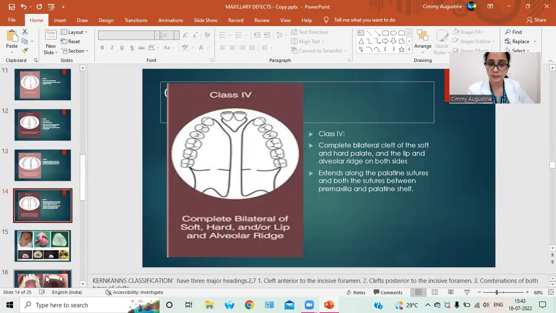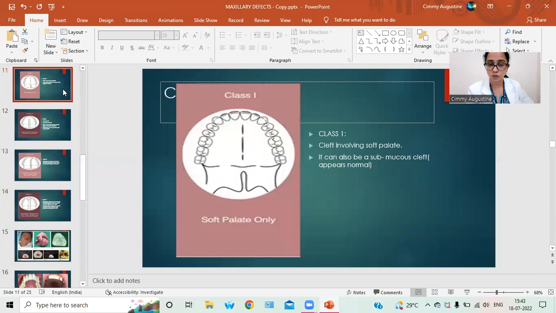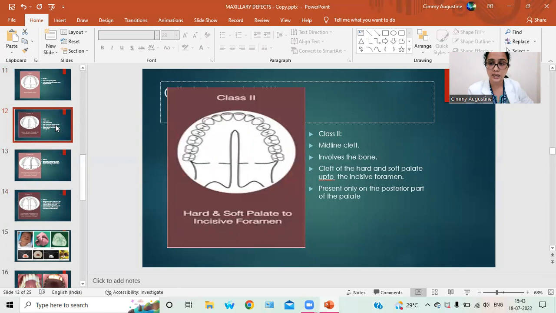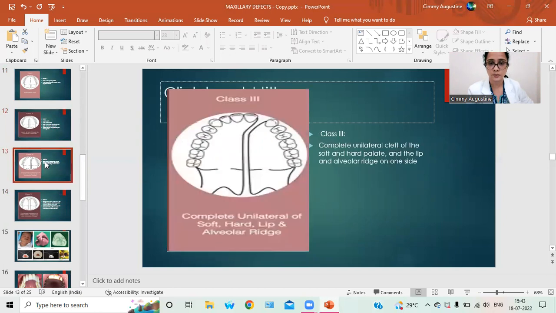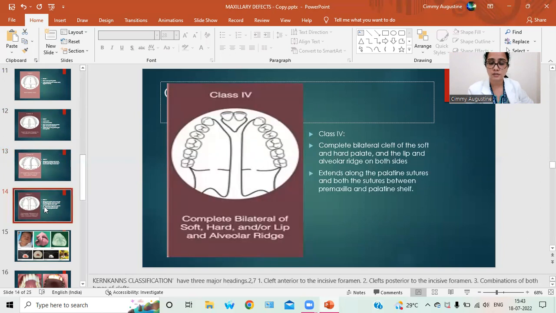Class 4 is a complete bilateral cleft of the hard and soft palate and the lip and alveolar ridge. So the one who has given 4 classifications: according to that, class 1 is a cleft which involves the soft palate. Class 2 involves the hard and soft palate up to the incisive canal. Class 3 is a complete unilateral cleft of the soft and hard palate, and the lip and alveolar ridge on one side. Whereas class 4 is a complete bilateral cleft of the soft and hard palate, the lip and the alveolar ridges.